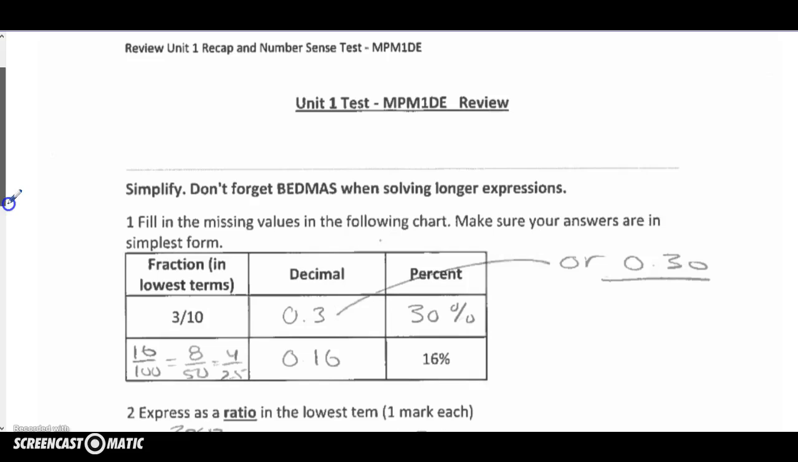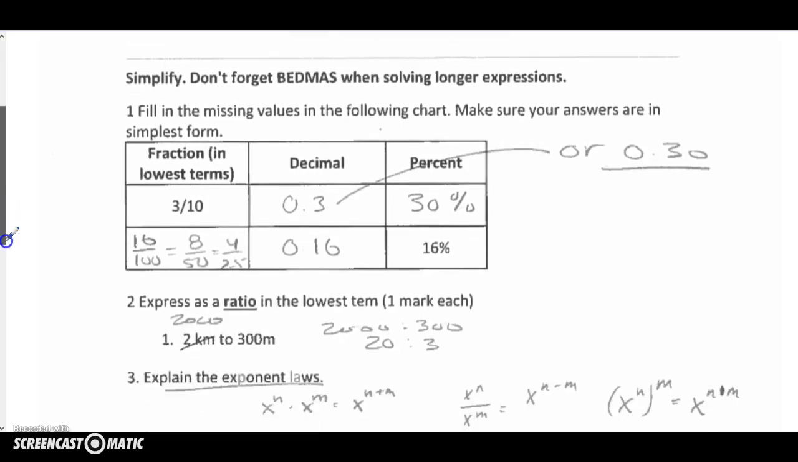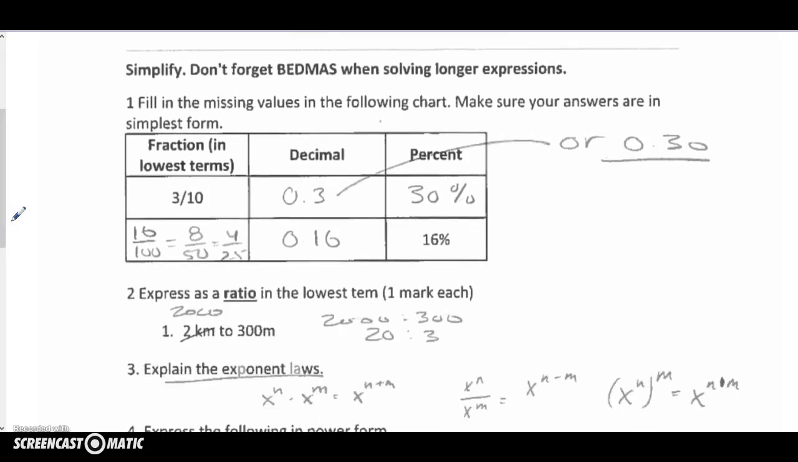So this is the Unit 1 test review, the test for Unit 1, found at the end of Unit 1, obviously. I've got the answers here printed.